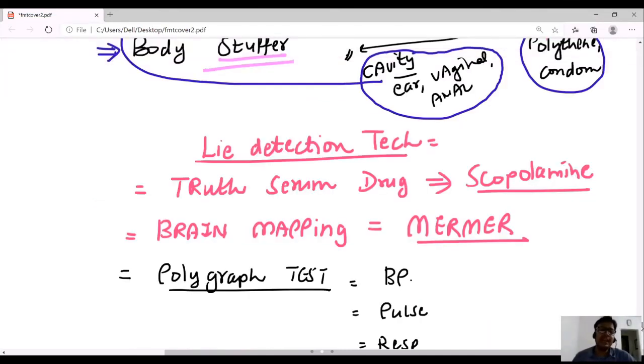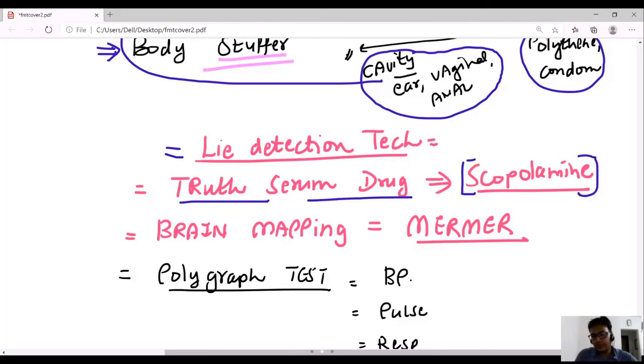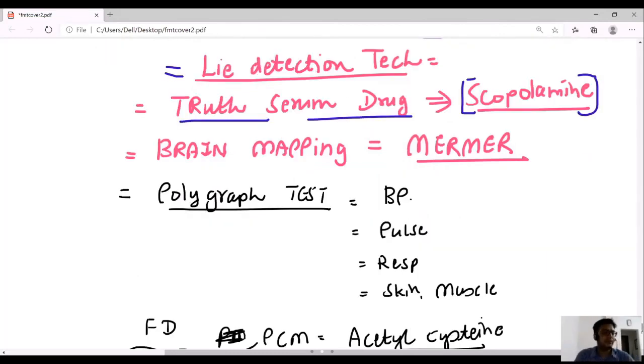Now, lie detection techniques. The truth serum drug is scopolamine. This question comes in the exam. Truth serum drug is scopolamine.